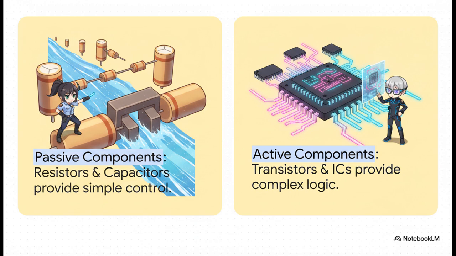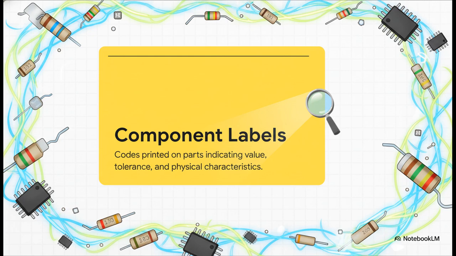But then, on the other hand, we have active components, like transistors and integrated circuits. Now these are the dynamic brains of the operation. They can actually amplify signals, act as logic switches, and ultimately allow your circuit to make real decisions. But that begs the question, how do you actually know what a component does just by looking at it?